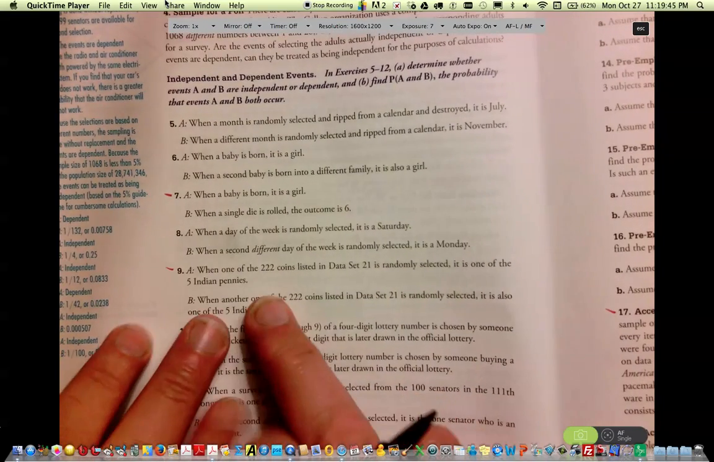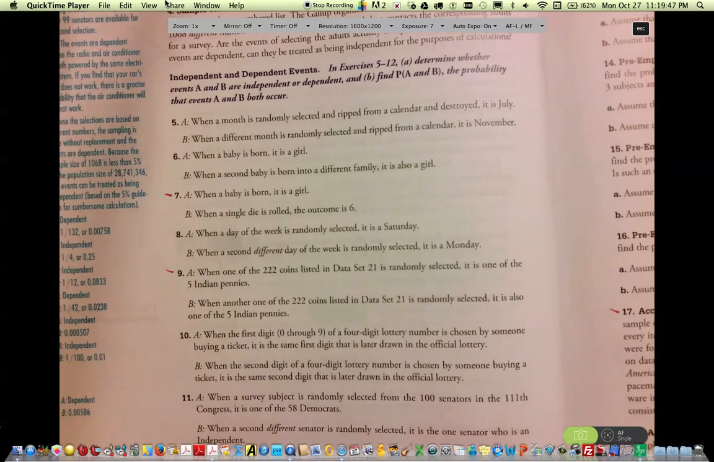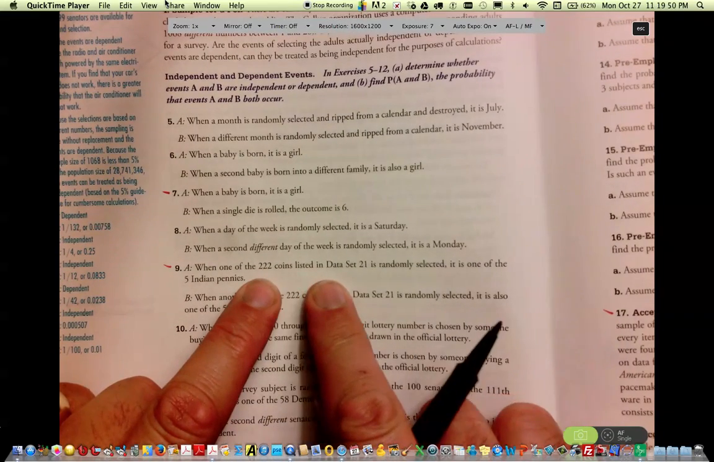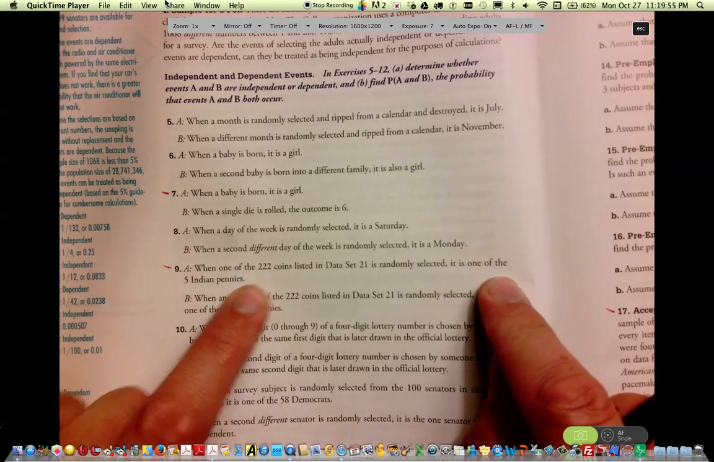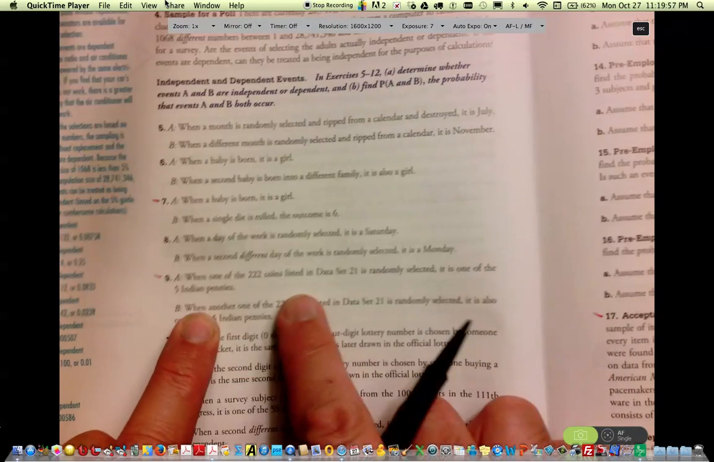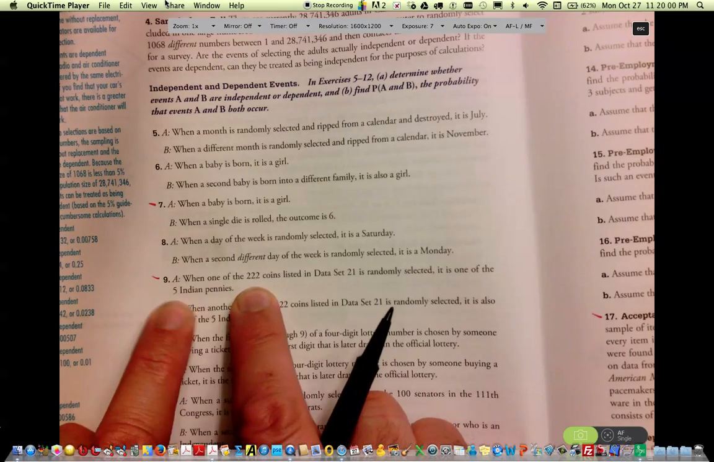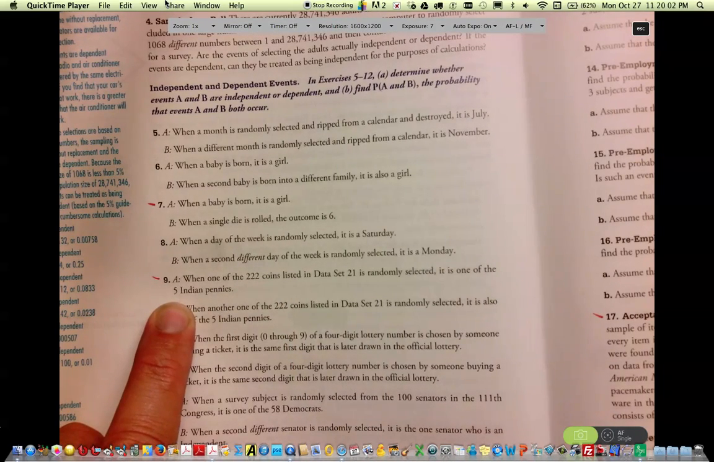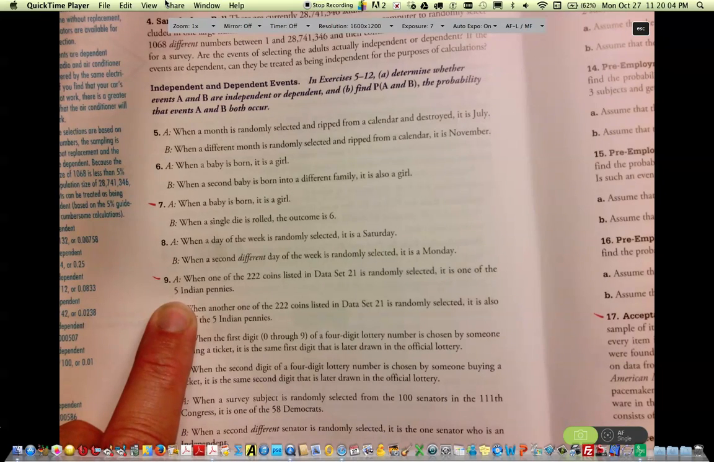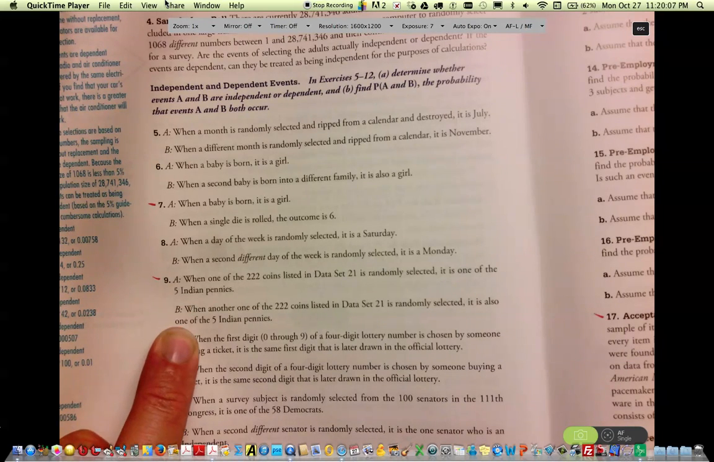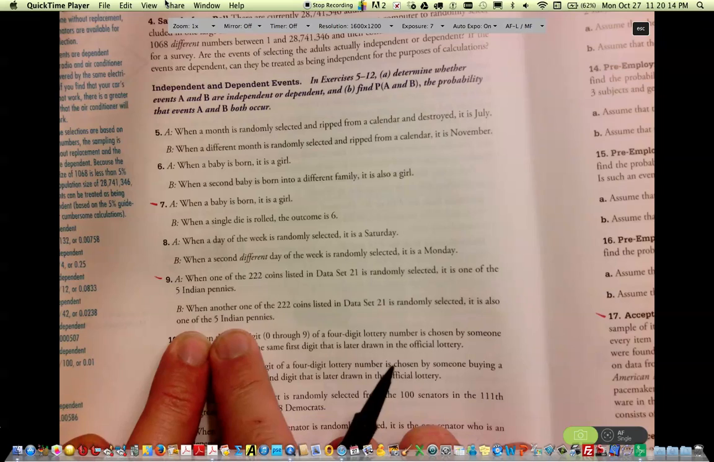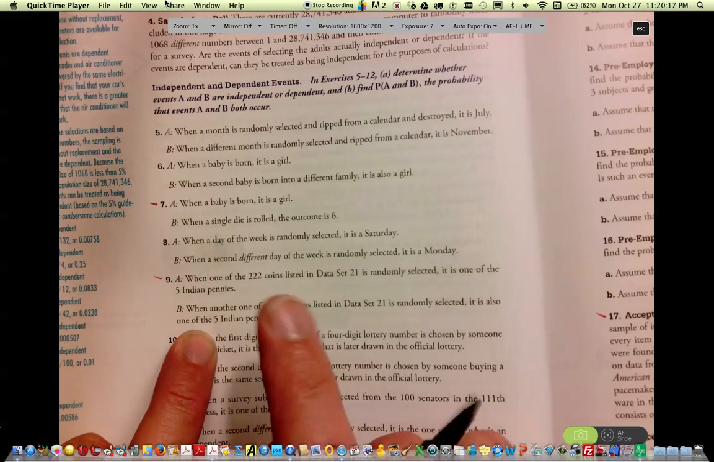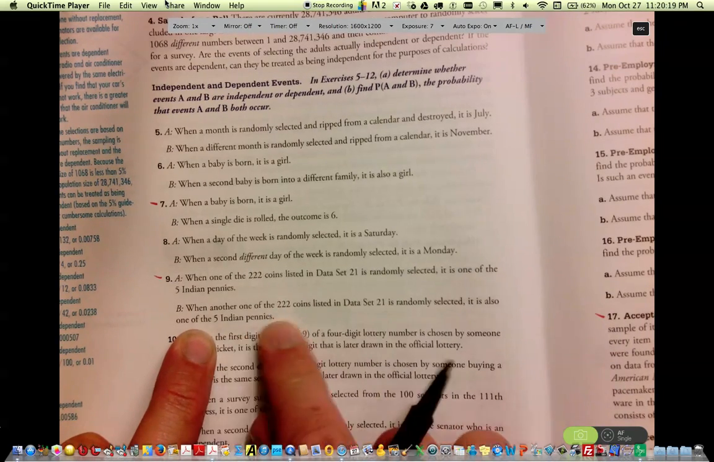Now if you look at number 9, when one of the 222 coins listed in the dataset 21 is randomly selected, it is one of the 5 Indian pennies. So they've got a collection of 222 coins, and 5 of them are these Indian pennies, which are old pennies. And then B is when another one of the 222 coins listed in this data set is randomly selected, it's also one of the 5 Indian pennies. I'm assuming that we're not putting that first penny back in.